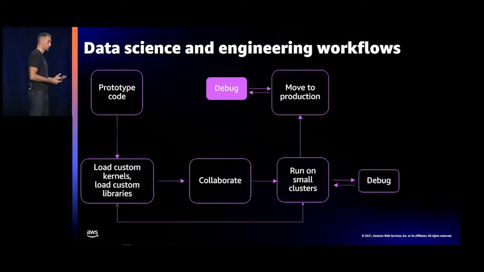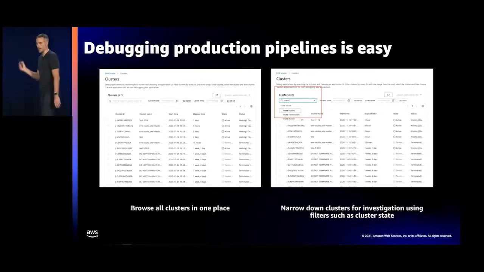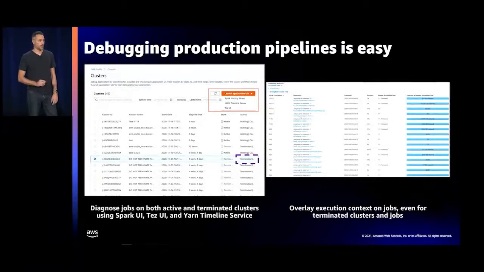And finally, after you move to production, you need to debug and monitor your job, see what's happening. So that's also something you can do directly from this EMR Studio interface. You have a list of all the clusters that are running. You can browse them. You can filter them, for example, by state. And for each of them, you have access to a debugging interface, including Spark History Server, the Yarn Timeline Server, and Tez UI. These are fully serverless. You don't have anything to manage. And because EMR offloads the logs on S3, that also means you can access the logs and debug the applications of a terminated cluster.